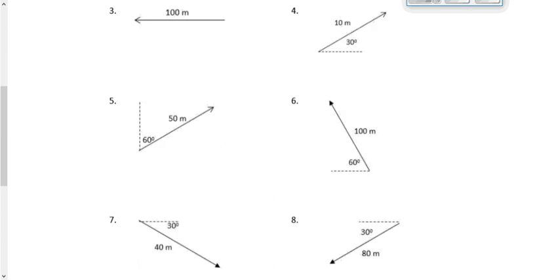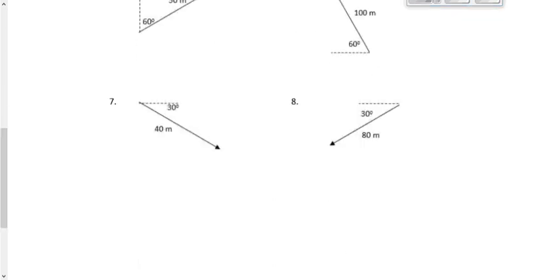Let's have a look at number 7 here, guys. It says we got a vector 40 meters. We want to find the x and y components of this. We're going to label x and y first. Draw the triangle around the angle. This is x, this is y.